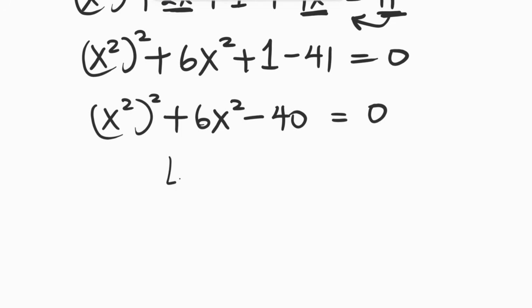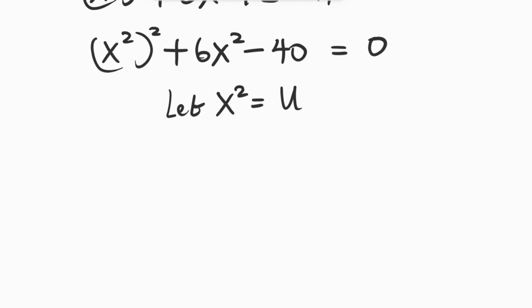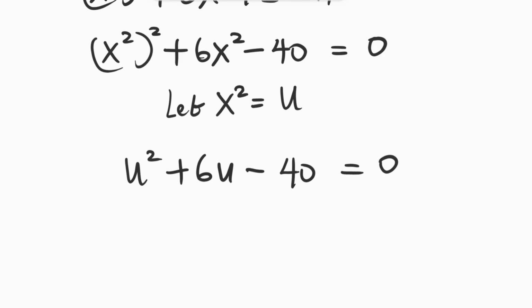Now let x squared equal u. Okay, so let us represent x squared with the variable u. So now what we have becomes u squared plus 6u minus 40 is equal to 0. Now we can easily solve this.